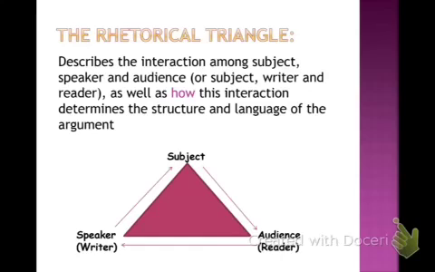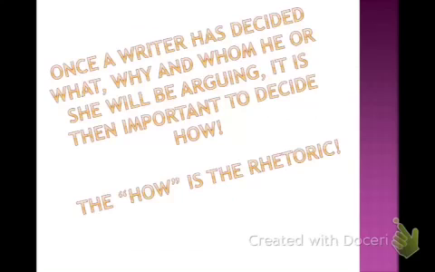Let's look at this rhetorical triangle. It shows us how the subject, speaker, and audience, or the subject, writer, and reader interact. And then it also shows us how this interaction is going to determine the structure and the language of the argument that the speaker or writer is going to use. So once a writer decides what they're going to write about, why they're going to write about it, and for whom they're going to write about it, then they have to think about how they're going to do it. And that how is rhetoric.